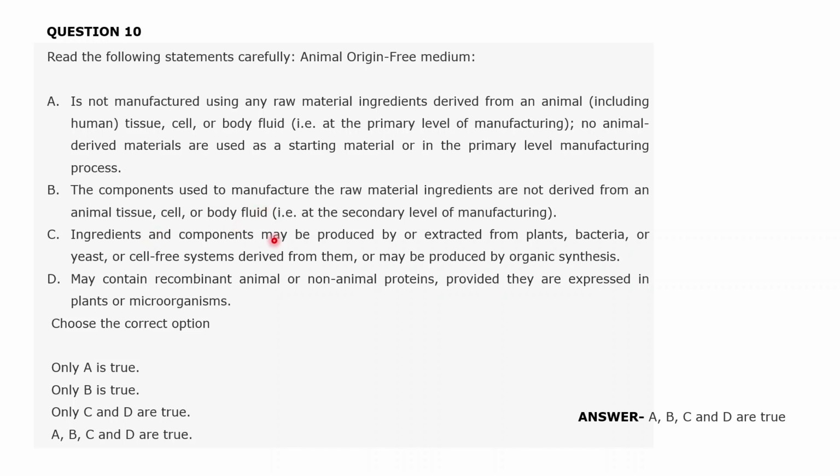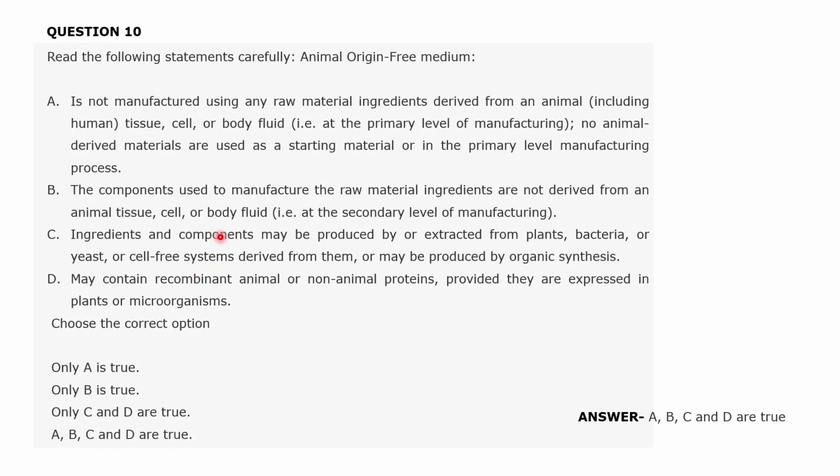Ingredients and components may be produced or extracted from plants. It has been said animal origin free media, which doesn't mean that we cannot use other components obtained from plant, bacteria or yeast, or anything produced by organic synthesis. Those would be present within this media. Only animal sources are not allowed in this media. So this option is also right.